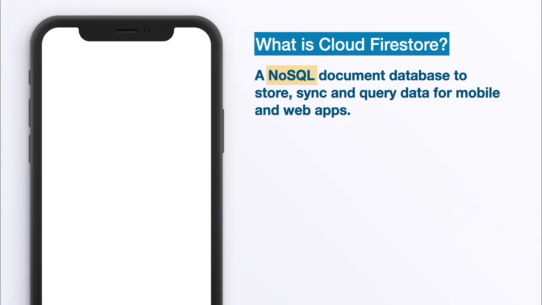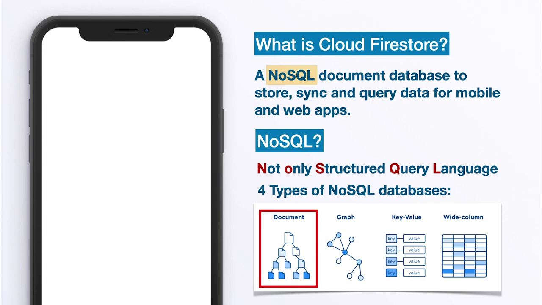All right, now let's start by understanding what the Cloud Firestore actually is. The Cloud Firestore is a NoSQL document-based database to store, synchronize, and query data for mobile and web apps. Now, what do I mean by NoSQL? NoSQL stands for Not Only Structured Query Language. Most of you might have heard about the SQL language. However, NoSQL is a bit different. In general, we distinguish between 4 types of them. There's the document-based, the graph-based, the key-value-based, and the wide column-based. And when we talk about the Cloud Firestore, we're generally talking about the document-based database.